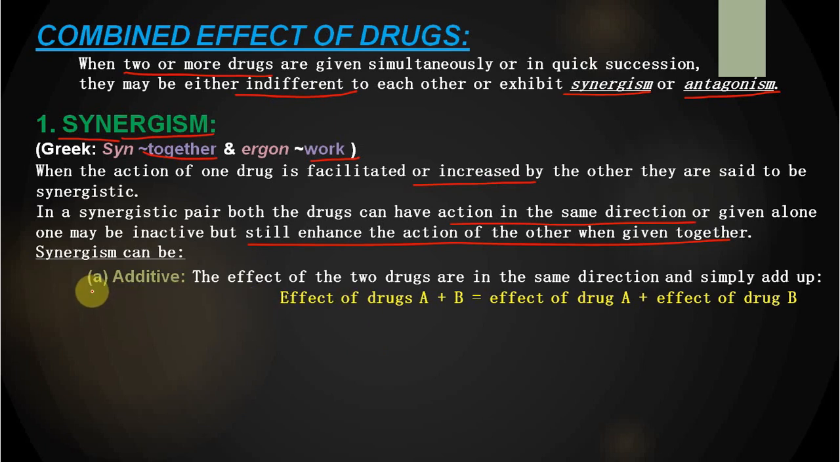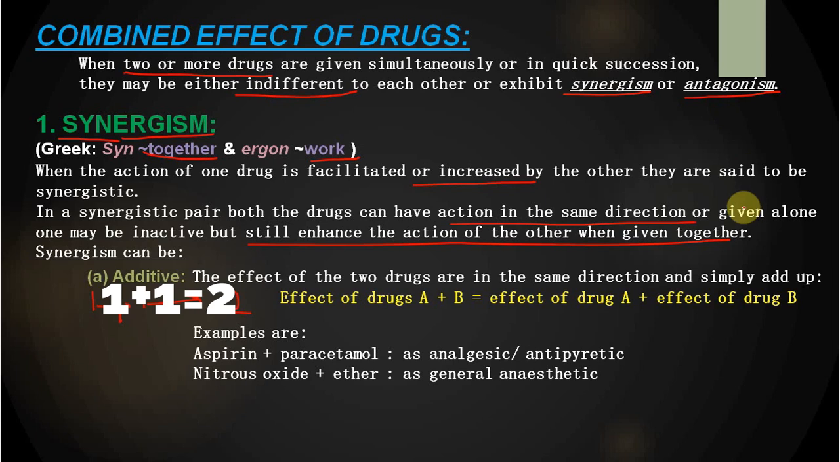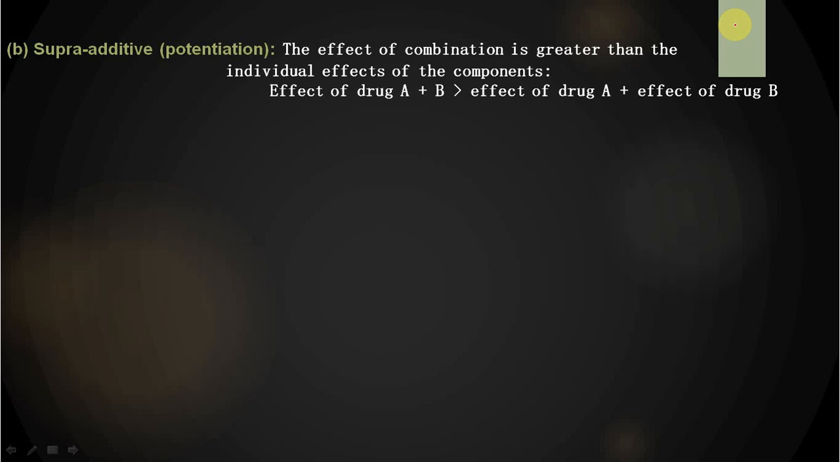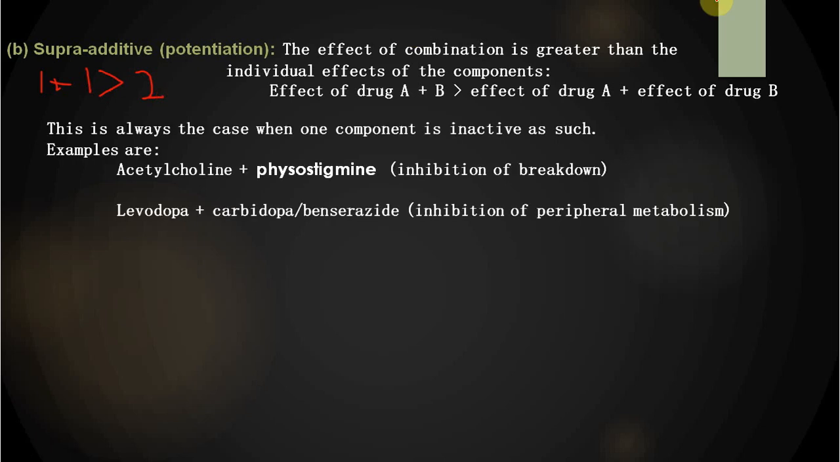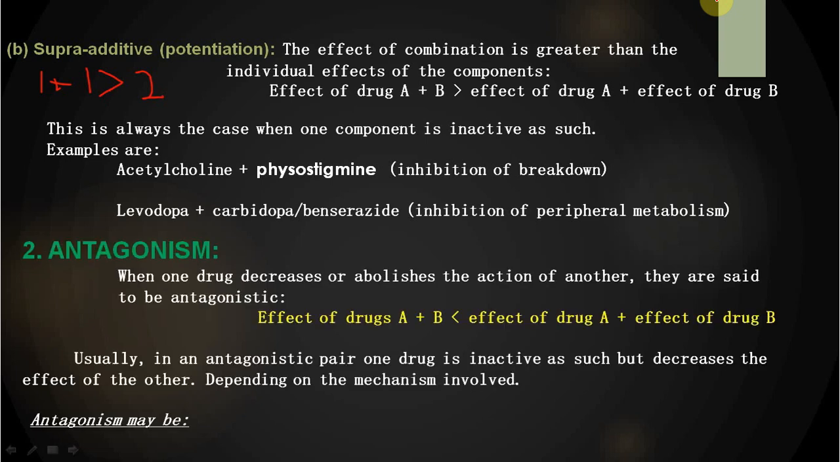In additive, the effects of two drugs are in the same direction and they simply add up. Means 1 plus 1 is equal to 2. For example, aspirin plus paracetamol as analgesic and antipyretic, nitrous oxide plus ether as general anesthetic. Supra-additive, also called potentiation, the effect of the combination is greater than the individual effects of the components. It means that 1 plus 1 is more than 2. This is always seen when one component is inactive. For example, acetylcholine plus physostigmine, there is inhibition of breakdown. Levodopa plus carbidopa, there is inhibition of peripheral metabolism.